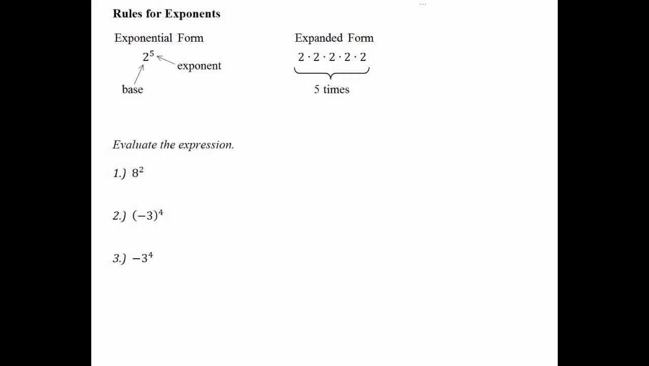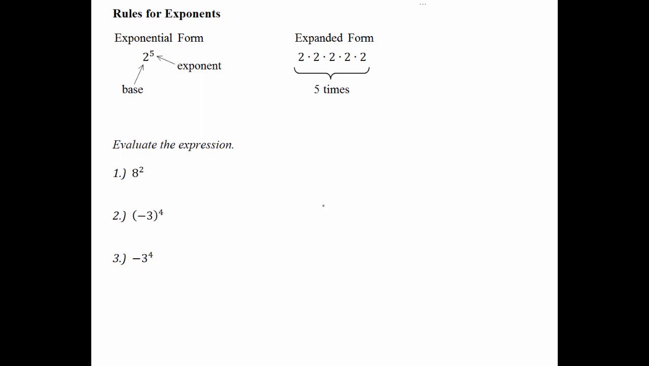Rules for exponents. First, we want to look at what exponential form looks like. We have a base and an exponent. The exponent is a superscript number, so it's a little smaller and a little higher than the base. What that means in expanded form is that the base is multiplying itself 5 times. So this is really a little tally to tell you how many times the base is multiplying itself.